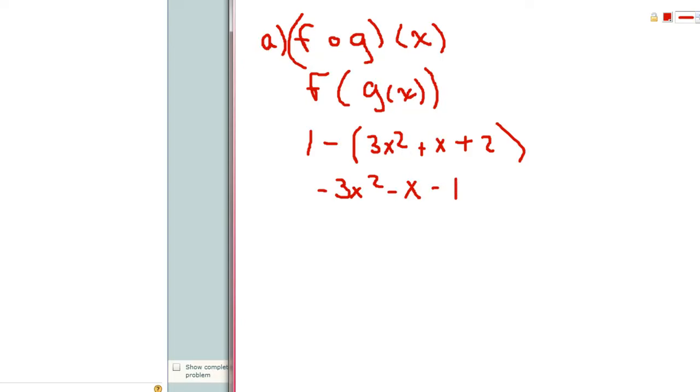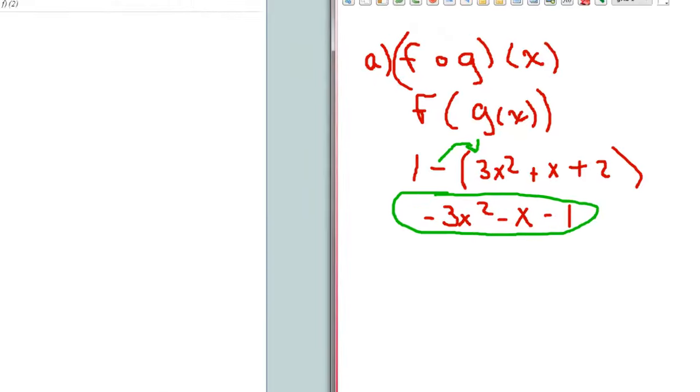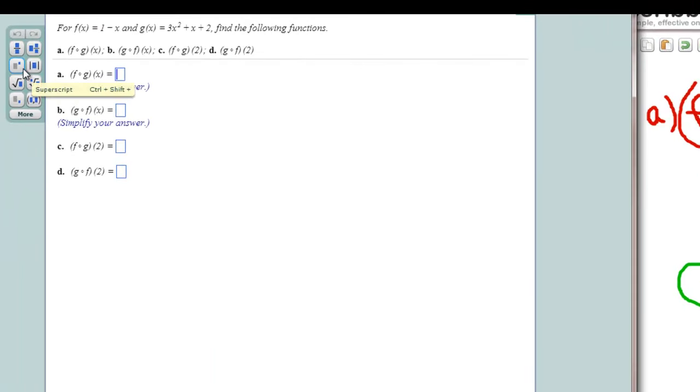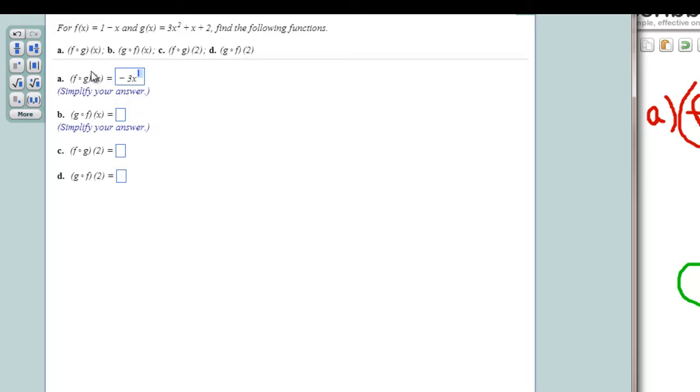Just to reiterate what we just did: because we're substituting in, this minus sign applies to the whole g of x, so it has to go into all 3 pieces. A lot of students will only put it into the first one. So here is the first answer, let's input that really quickly. We have negative 3x, use the exponent button here, 2, minus x minus 1. Okay.